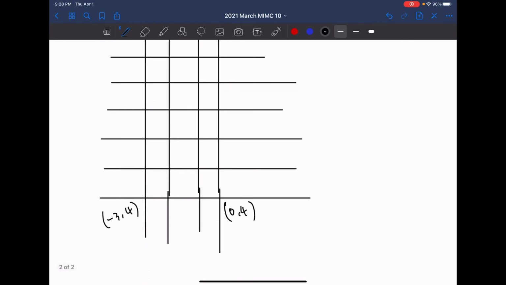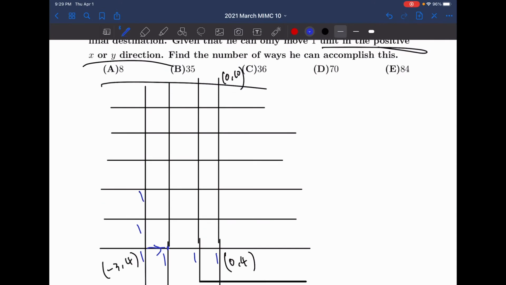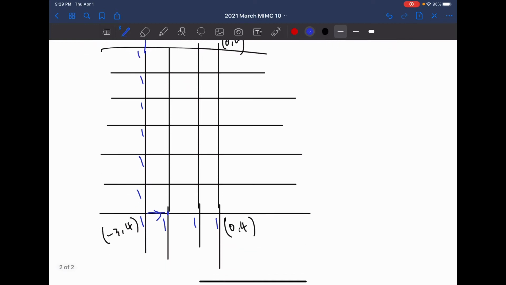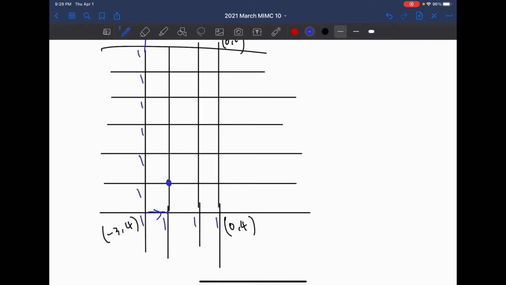So we know that the number of ways you can go to negative 3, 4 will be just 1, because he's just standing there. He's just one way of going there. And the number of ways going to this point would be still 1, because the only way would be from left to right. And in order, the horizontal ones will be 1. And also this one. So for this point, however, there are 2 ways of accomplishing this. It can be from this point and go here, or this point and go here. So the number of ways to accomplish this would be 1 plus 1, or 2.